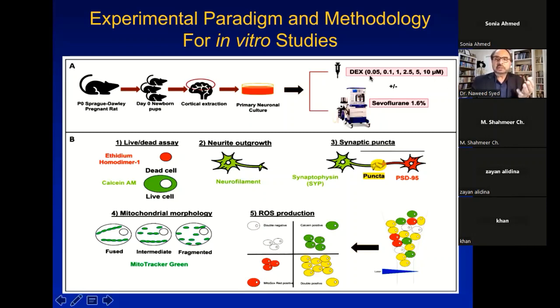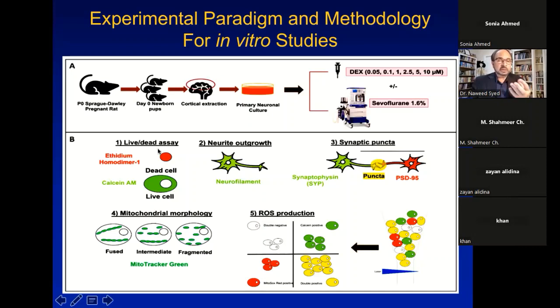And we can also pre-treat them, inject them, or expose them to dexmedetomidine at various concentrations as an adjuvant to these anesthetics, because most of the time these anesthetics, both local and inhalation, are now being used in conjunction. And then we will do a live and dead cell assay.